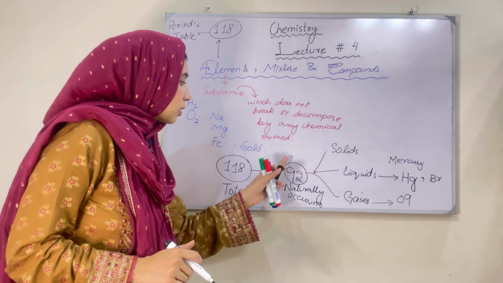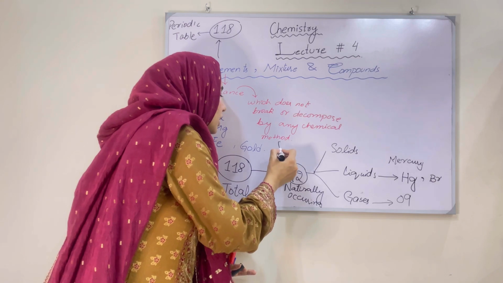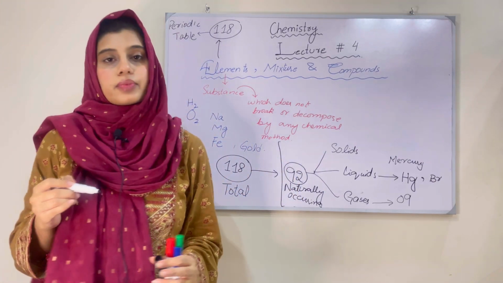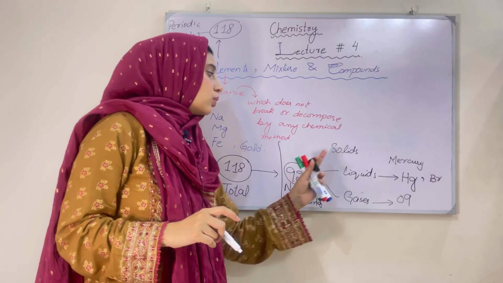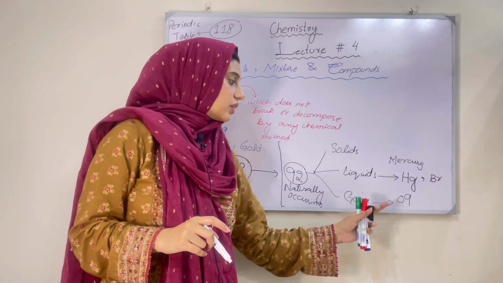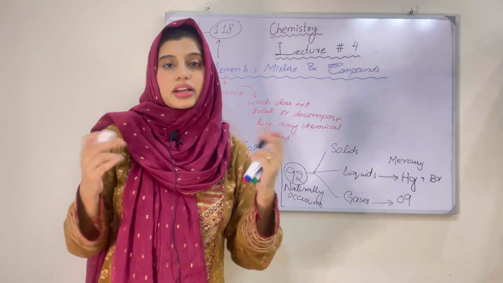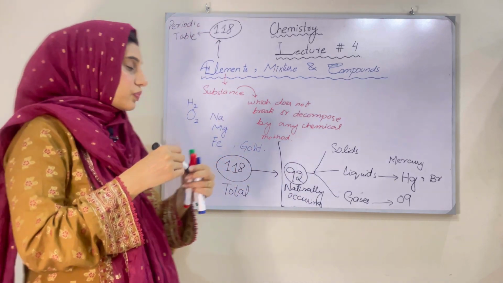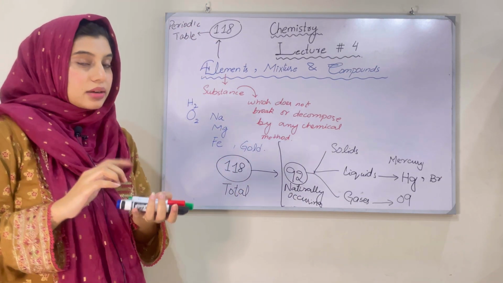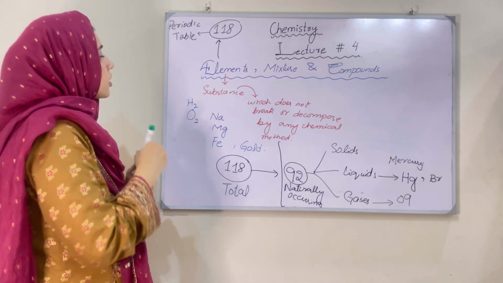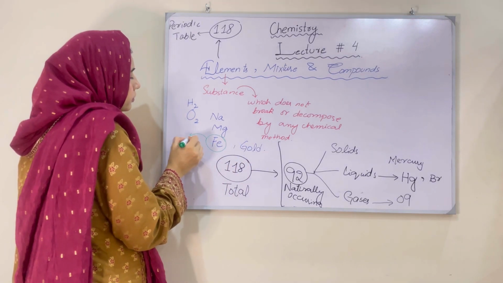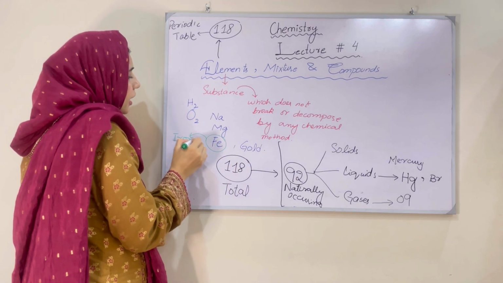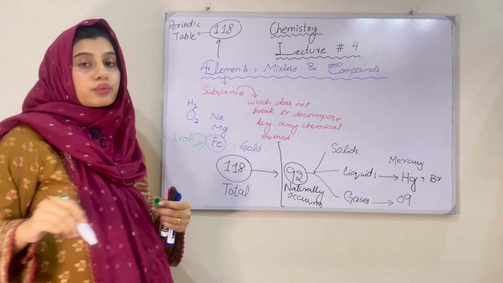I'm talking about these 92 naturally occurring elements, not about man-made elements. So out of these 92, we have 2 liquids, 9 gases, and the rest are solid. Now, the next question that must come to your mind is: if I am saying iron, why am I writing it Fe?